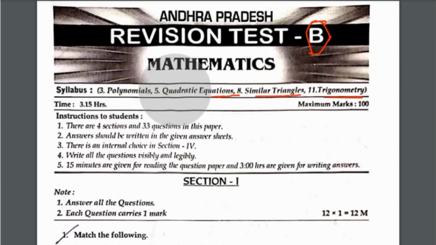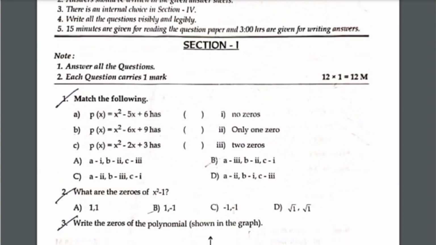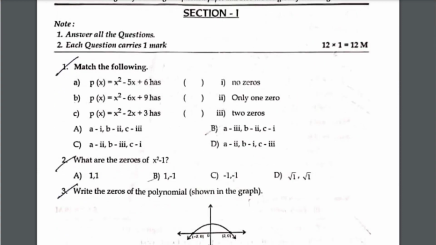And what is the question here? The first section, the first two questions are given as matching. So we have x square minus 5x plus 6 has no zeros, only 1 zero, or 2 zeros. If you divide into factors, we can decide, otherwise using the discriminant, that is b square minus 4ac.